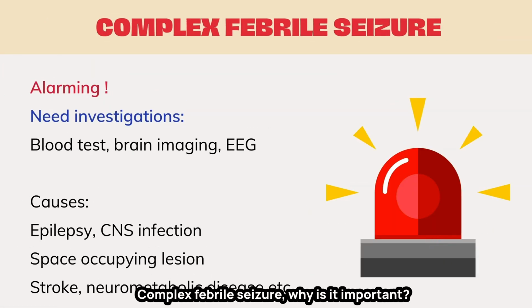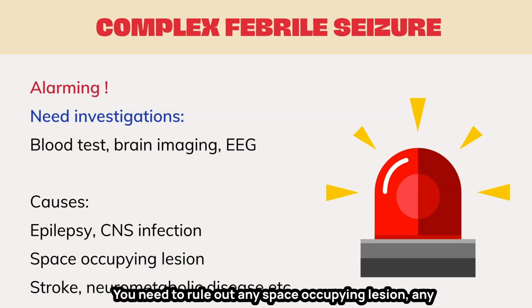Complex febrile seizure, why is it important? If you have those alarming signs, just like I taught, this is very alarming. You need to admit the patient. You need to have investigations, including blood tests like the electrolytes, the complete blood count, the glucose level, to rule out other causes. Sometimes you may need brain imaging, especially for those with focal seizure, one-sided. You need to rule out any space-occupying lesion, any vascular event like stroke, any tumor inside the brain.